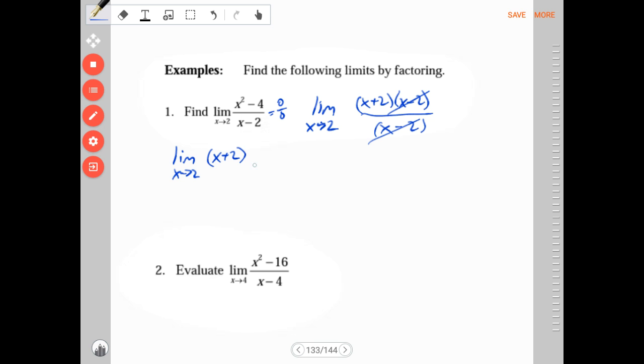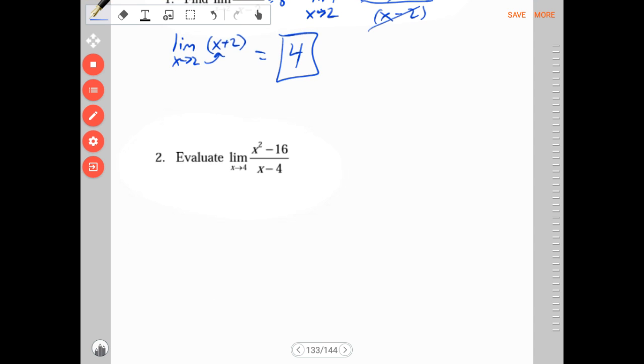The 0 over 0 has been factored out, so now we just sub that 2 in. So 2 plus 2 is 4. That's also a way of finding the discontinuity point, when you put the x value into the equation after the factors cancel. So the point of discontinuity would be 2, 4, and the limit of this function as x approaches 2 is 4. Now we try that again with the second one.